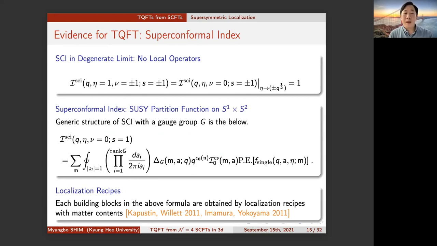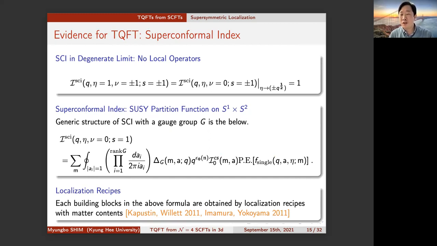And as we said before, the superconformal index in the degenerate limit gives the Hilbert series on the Coulomb branch or Higgs branch. A trivial superconformal index means there is no local operator, but there could be non-local operators in the theory. To compute or check this trivial superconformal index, we may use the supersymmetry localization recipe for the S1 times S2 partition function.